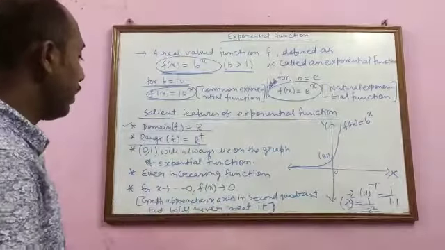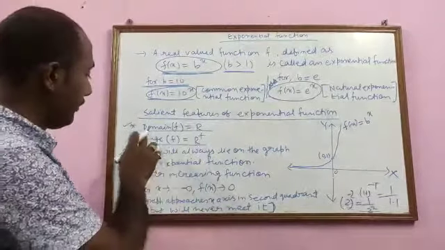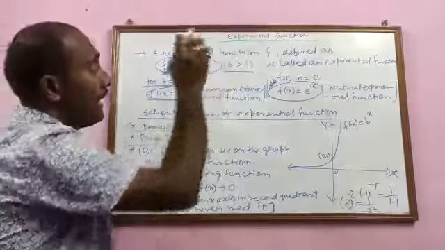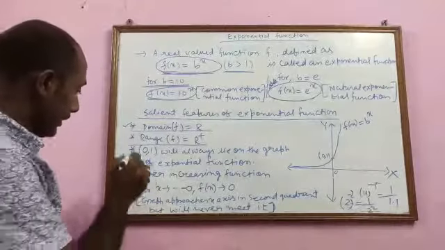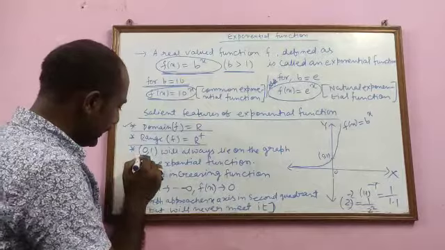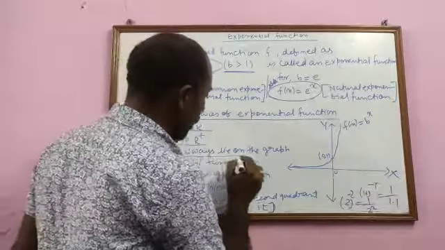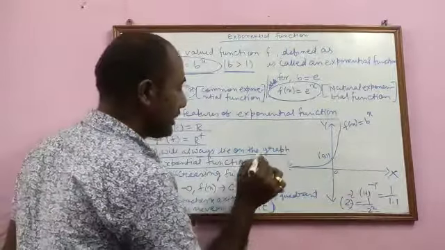So we will always get a positive real number when we talk about the range of this exponential function. The third point, very important to note, is that (0, 1) will always lie on the graph of an exponential function.